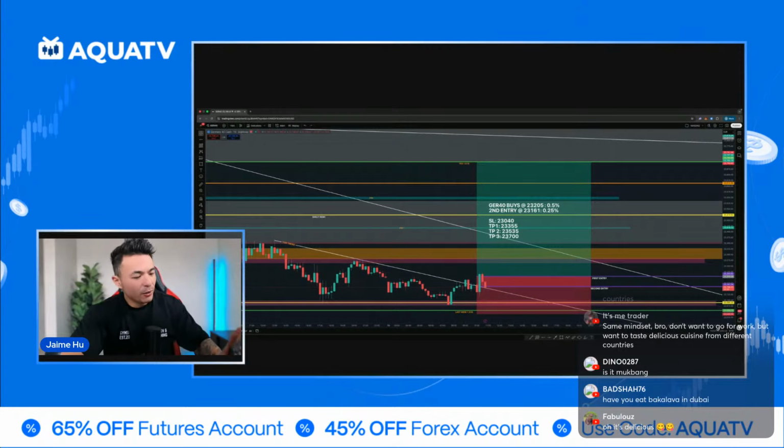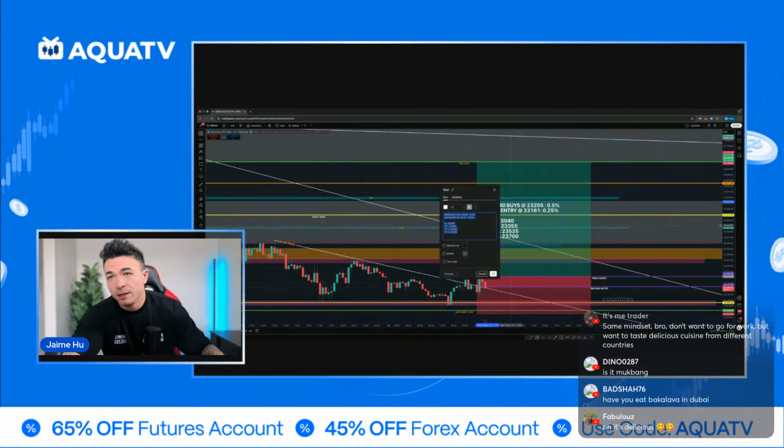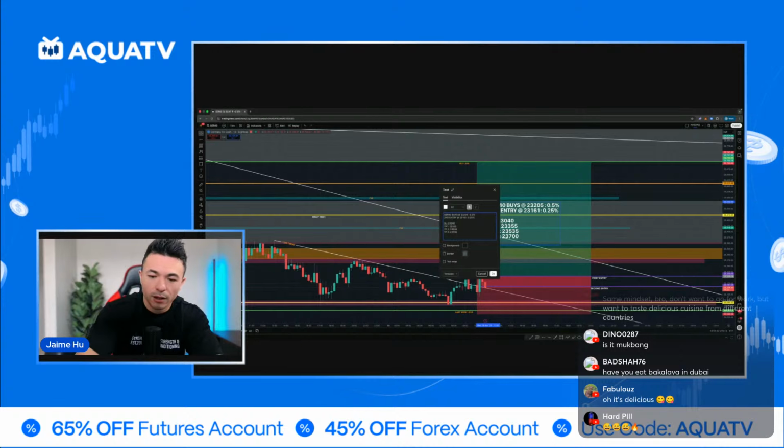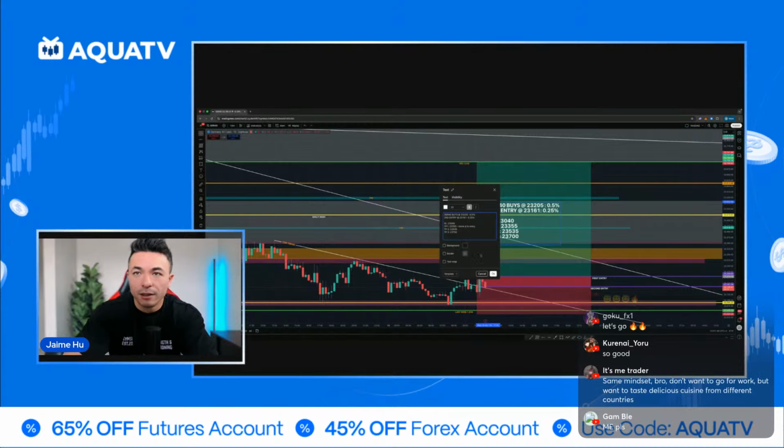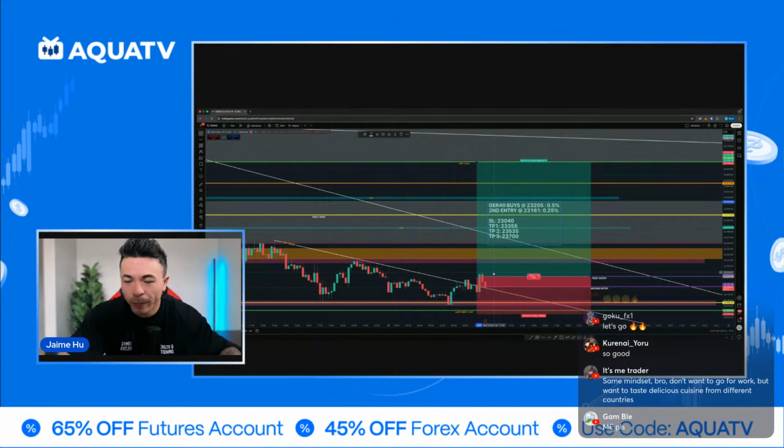Okay, but anyways, giveaway time, right? So, firstly, before we do the giveaway, I just want to remind you guys that at TP1, that's where you move your SL to entry. I don't want your trade to still be active risk once we hit TP1.